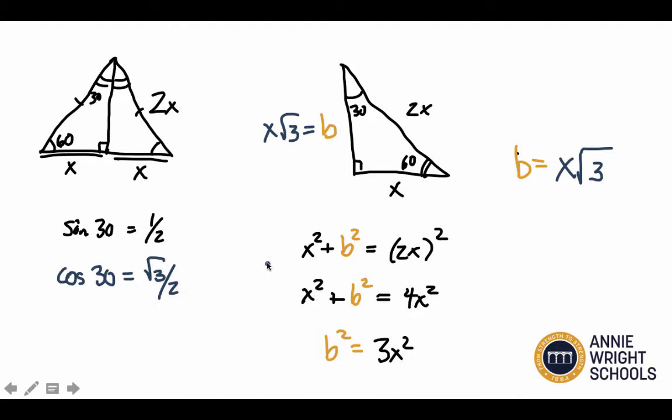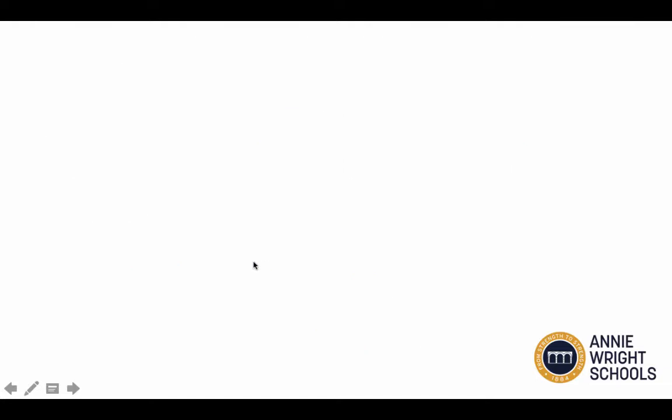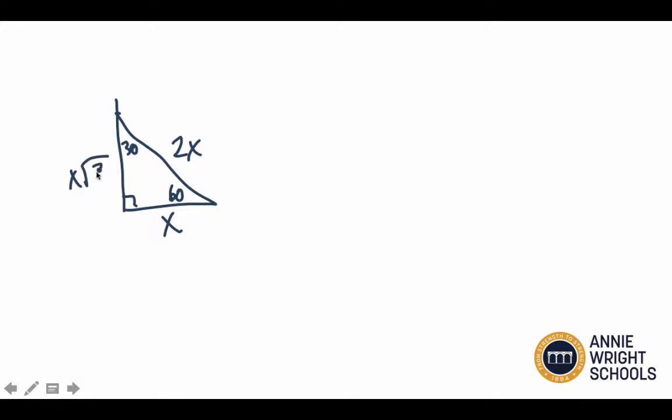So from this slide, what you need to actually know and commit to memory is the following. If you have a 30, 60, 90 triangle, the side opposite the 90 degree, if we call it 2x, then the side opposite the 30 degree is x, and the side opposite the 60 is x root 3.